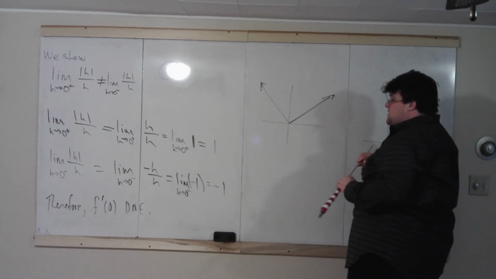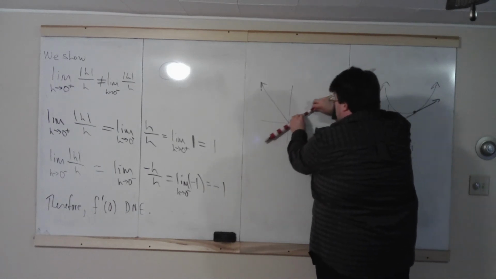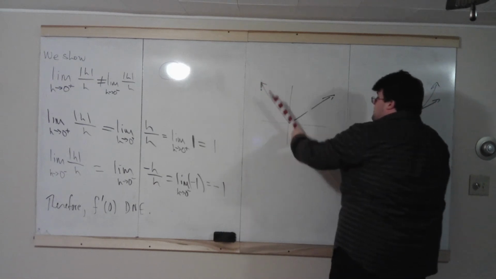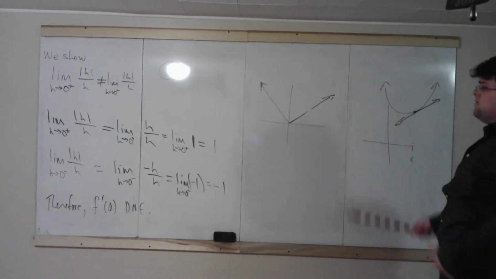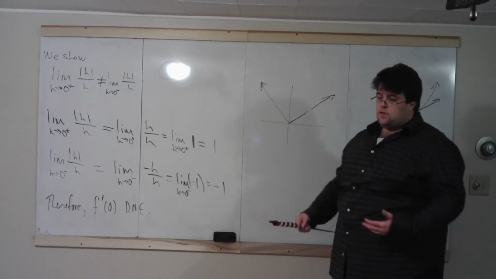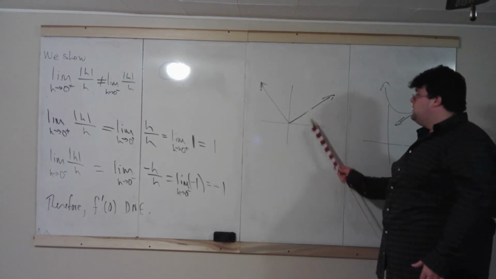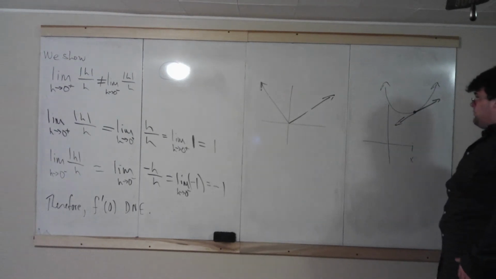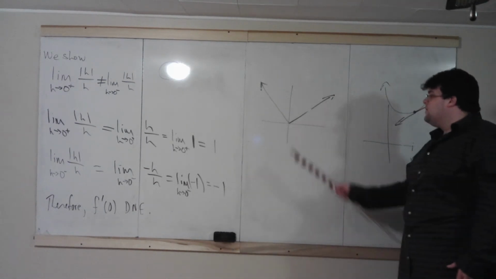Another way you could see that is on the right of 0, these all have a +1 slope. On the left of 0, these all have a -1 slope. So, one way we can see the derivative doesn't exist is by going through a limit computation and looking at both sides. We could also look at the tangent lines traveling along a curve. So right here, we have this absolute value function at 0.